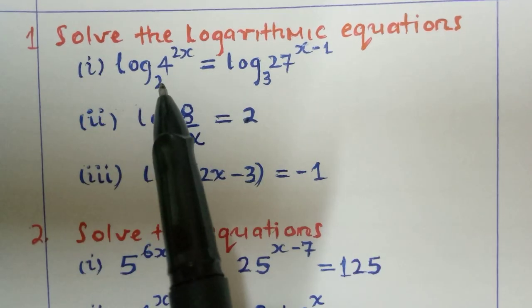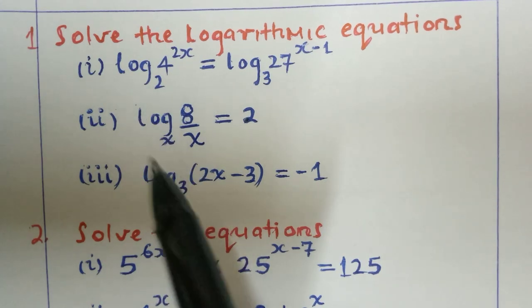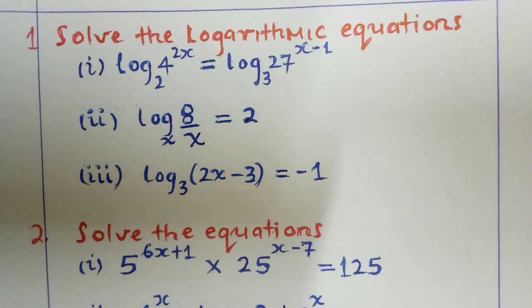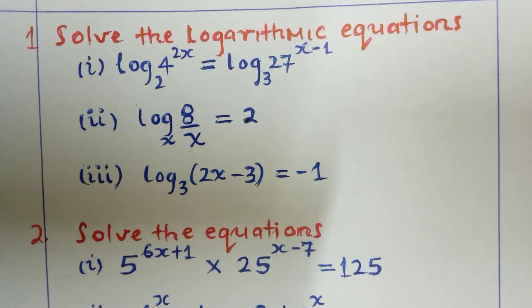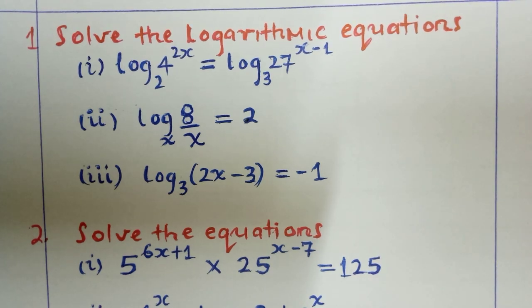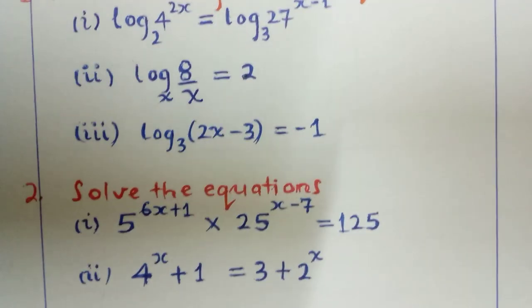We are going to start with the first problem, and see where we can reach. So I start with the Roman one, and first of all, I read the question. Solve the logarithmic equations. The first question is log of 4 raised to 2x to base 2 is equal to log of 27 raised to x minus 1 to base 3. So I begin now to do that question.